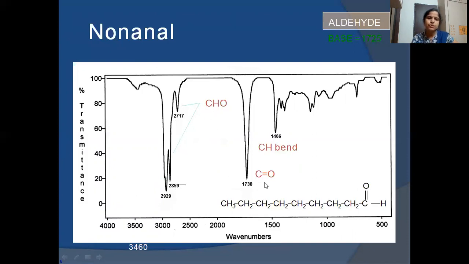Suppose you are not able to say by looking at the band at 1700 whether it is an aldehyde or ketone, you have to look for these bands. When you have two bands appearing at 2800 and 2700, that is because of the aldehyde C-H stretching vibrations, which is due to an aldehyde functional group. And this at 1400 is a CH bending. Understood? So an aldehyde will have Fermi resonance bands along with the C=O group.